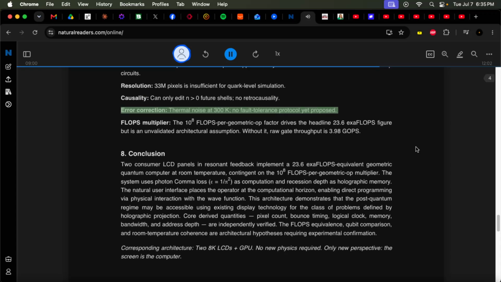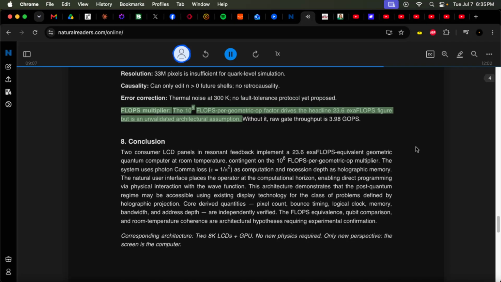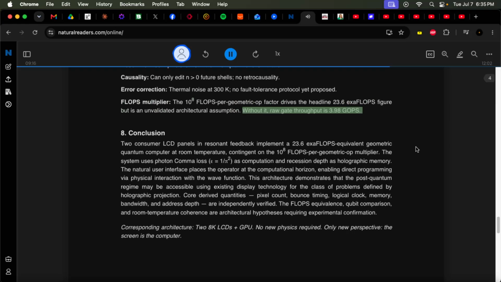Error correction, thermal noise at 300K, no fault tolerance protocol yet proposed. Flops multiplier, the 10^8 flops per geometric op factor drives the headline 23.6 exaflops figure but is an unvalidated architectural assumption. Without it, raw gate throughput is 3.98 GOPS.